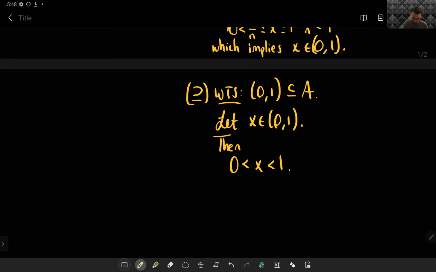And I could actually break this up into two. Say 0 is less than x, and x is less than 1. That inequality means, right? So I could write it like that.